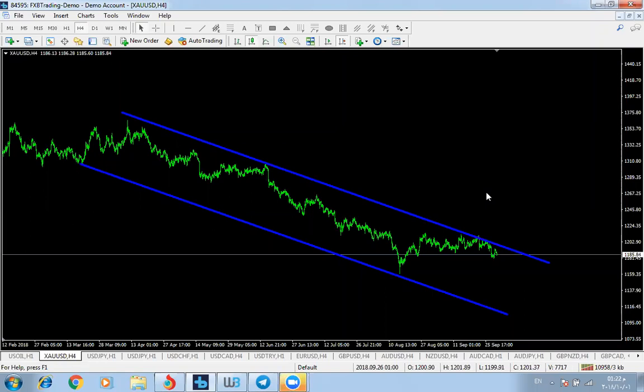Today, we want to have a quick overview for some majors and gold. We'll start with the gold chart. As we see, this is a 4 hours time frame.